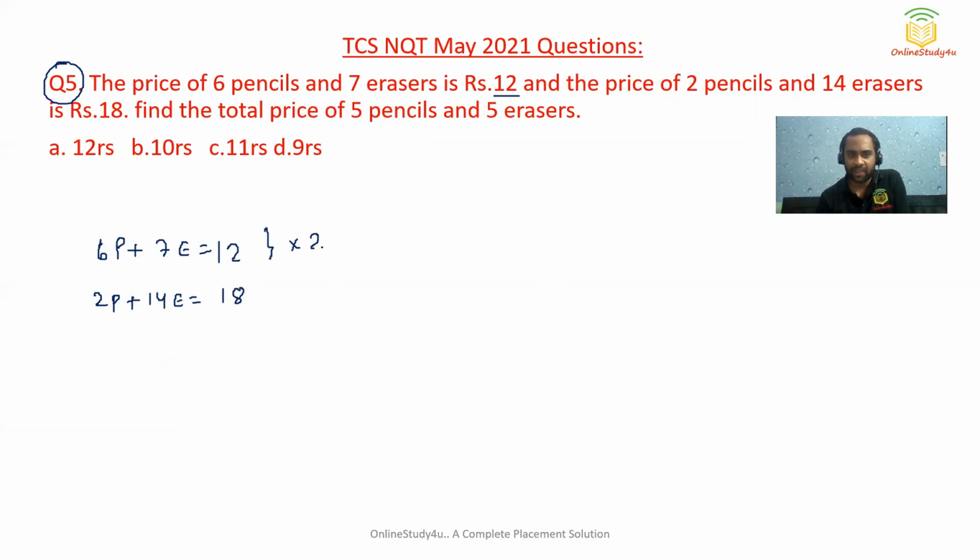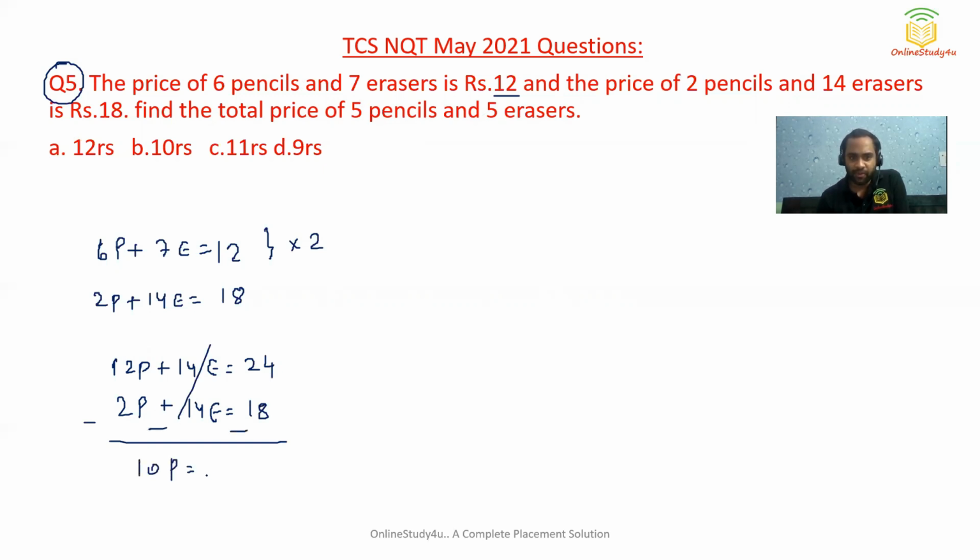So this you multiply by 2, because I want to solve this linear equation. So 6 into 2 will be 12 pencils plus 14 erasers will be equal to 24 rupees, and 2 pencils plus 14 erasers will be equal to 18 rupees. Now, just subtract it. So this will get cancelled.